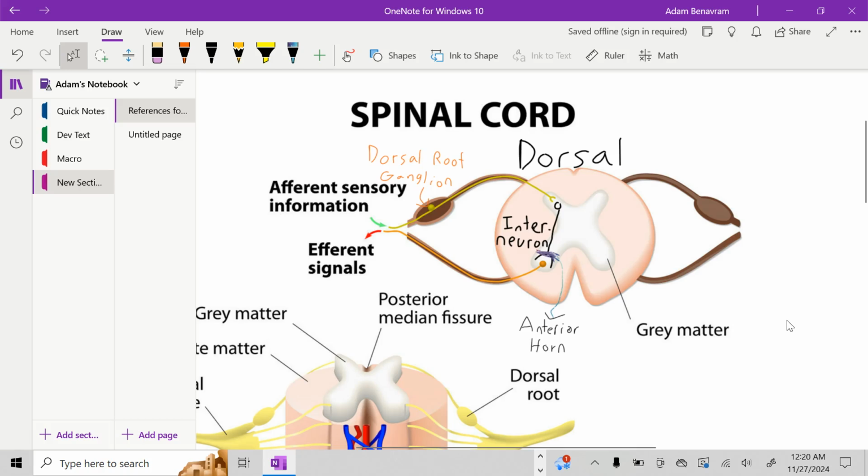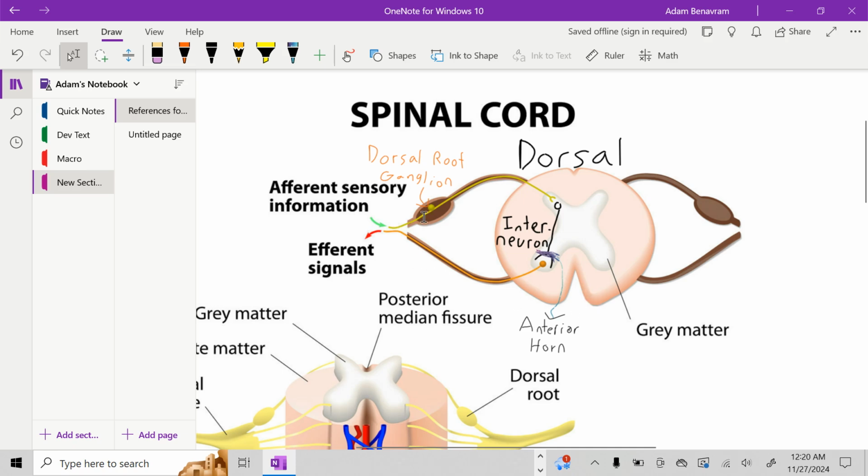Hi everyone. Today we're going to be going over how information comes into and out of the spinal cord, and then we'll also be looking at the flow of information into and out of the brain. So to start off here, looking at the spinal cord, you can think about the spinal cord being bisected here, with this being the dorsal side, this being the anterior or ventral side.